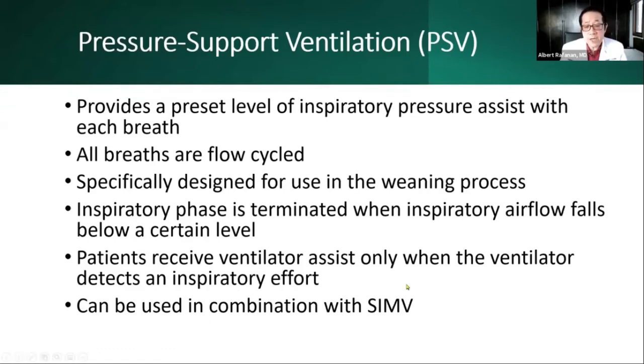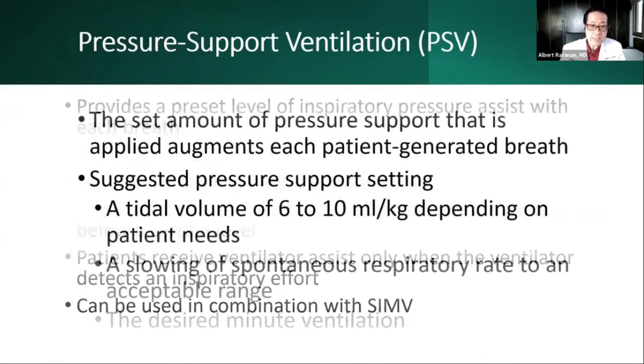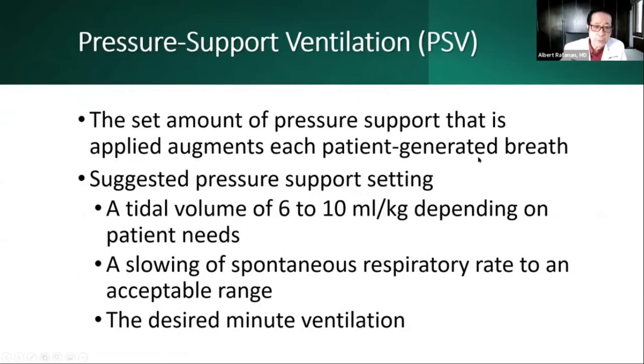It can be used in combination with SIMV. That is, in spontaneous breaths, they can have a pressure support, just enough to counteract the resistance of the tube. The set amount of pressure support that is applied augments each patient-generated breath. Usually, the suggested pressure support setting is enough to maintain a tidal volume of 6 to 10 ml per kilogram. So you set your pressure support and look at your tidal volume. It is slowing the spontaneous respiratory rate to an acceptable rate and the desired minute ventilation.